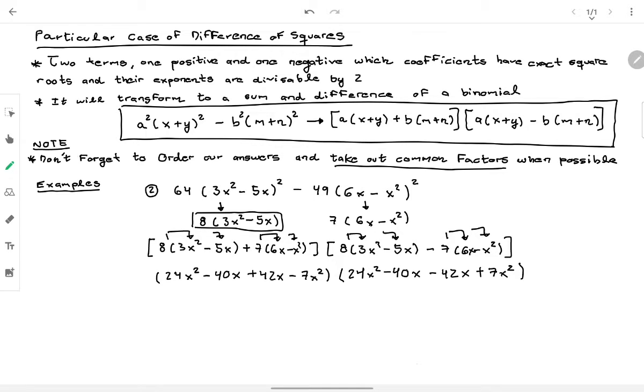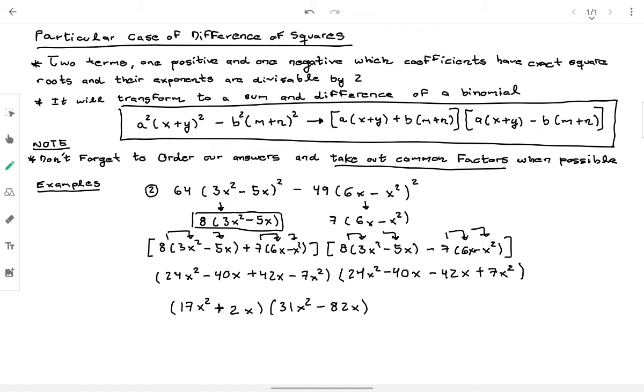So in this case, it's going to be 24 and minus 7. It's going to be 17x squared, in this case it's going to be plus, because minus 40 plus 42 is going to be only 2x. And in the second parenthesis, it's going to be 24 plus 7, it's going to be 31x squared minus 82x.